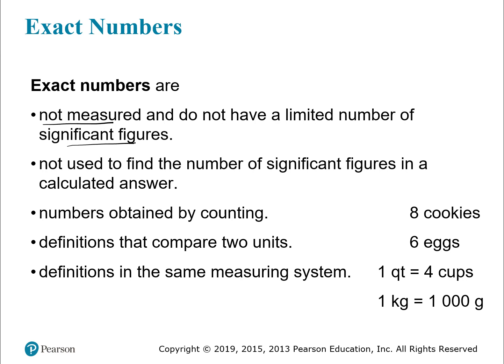Exact numbers are obtained by counting. So 8 cookies, 6 eggs, these are things that you can count. You can look and say, I have this many. Exact numbers are also definitions that compare two units. So for example, 1 quart is the same thing as saying 4 cups. That's a definition that compares two things. Exact numbers are also definitions in the same measuring system, and we're going to get to this very shortly. 1 kilogram is the same as 1,000 grams. Those are exact numbers.